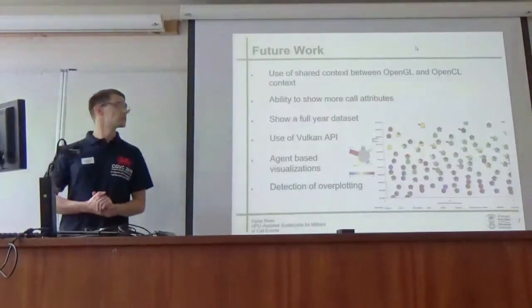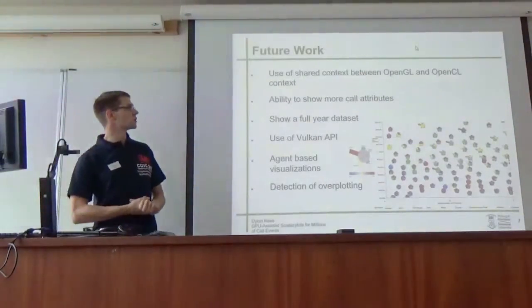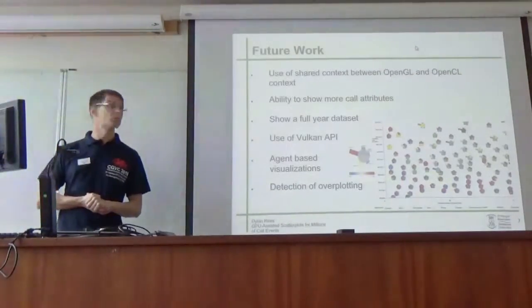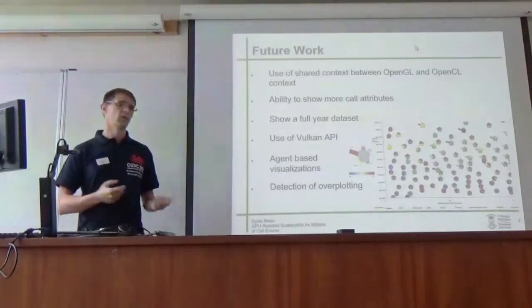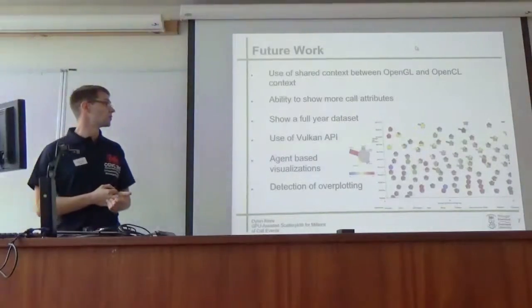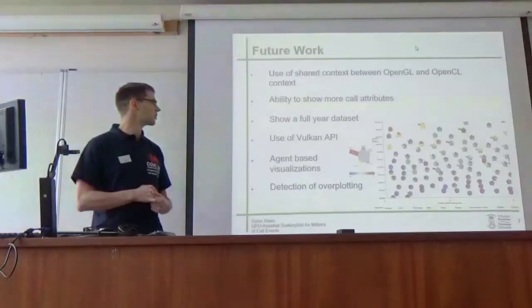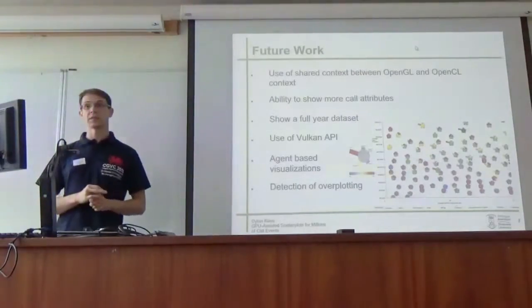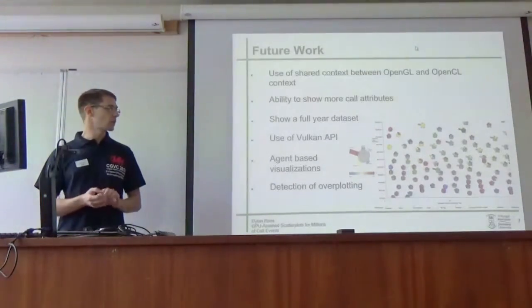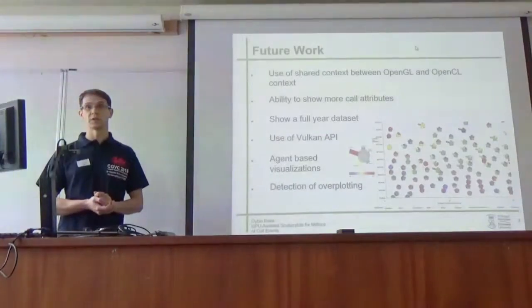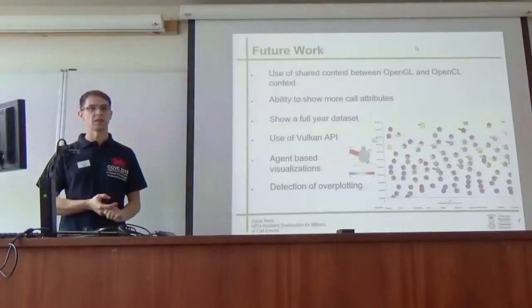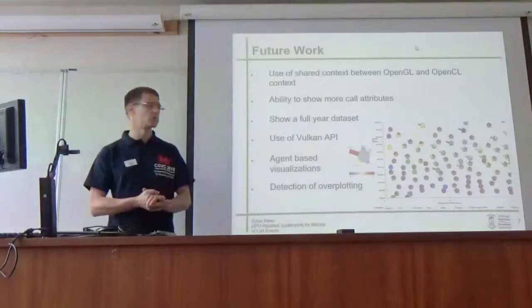Moving on to some future work, we'd like to make some technical changes in the background, so investigating using a shared context between OpenGL and OpenCL. Also looking at using the Vulkan API. Following feedback, we also wanted to show more core attributes and test the program with a full year's worth of data, because basically we were only providing it with a single month.